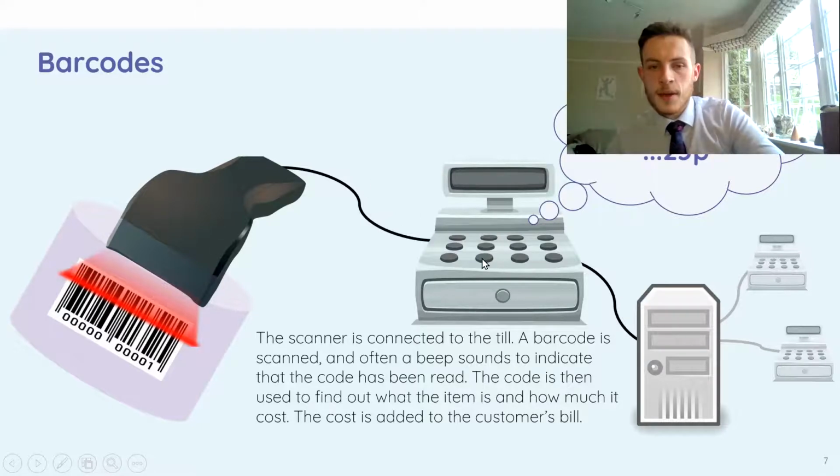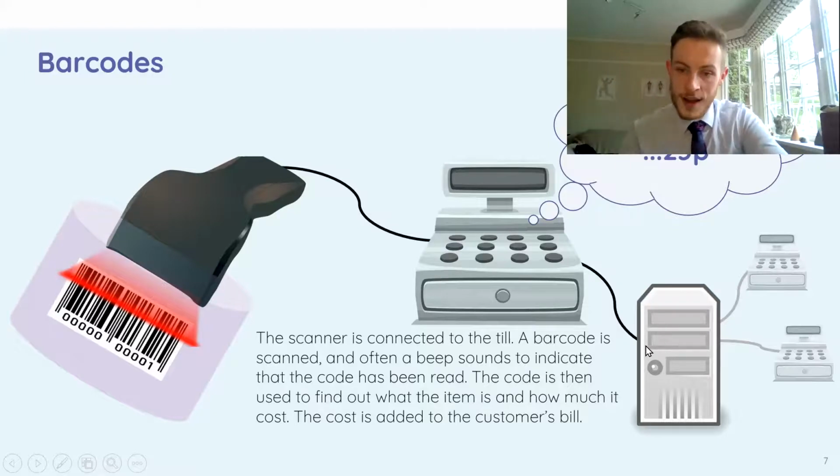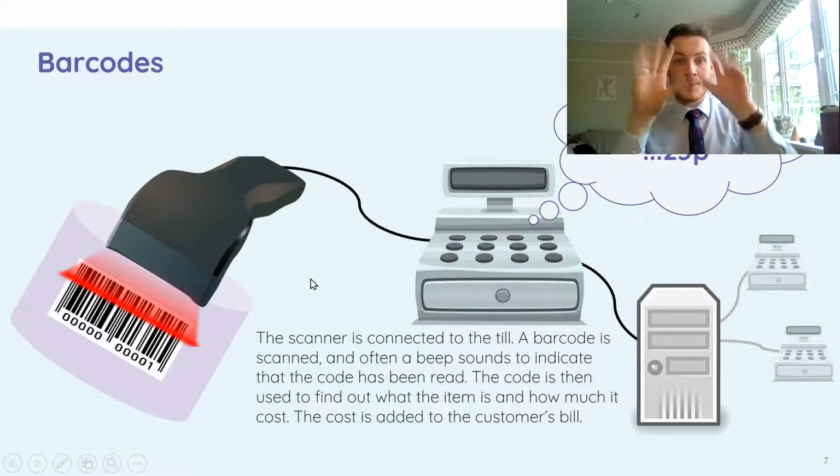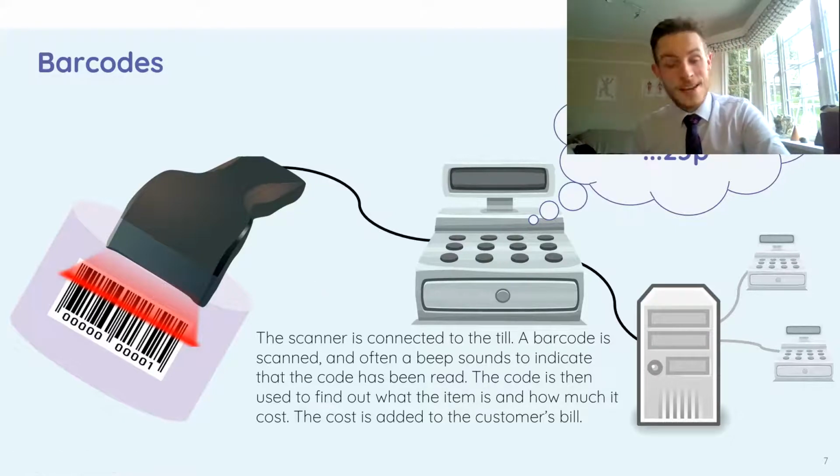So it sends that information from the till to a computer that's connected to it. And the computer that's connected to it finds out, oh, I know what that barcode's linked to. That barcode is on the can of beans, and beans are 25 pence. So the computer then sends the information back down the wire to the till, and the till goes, beep, it's 25 pence for those beans.